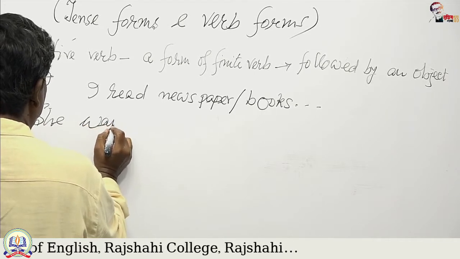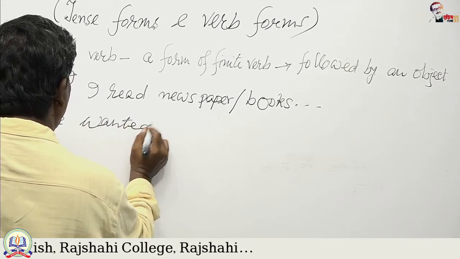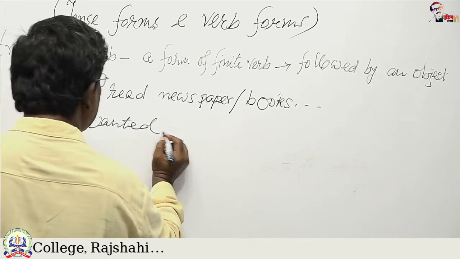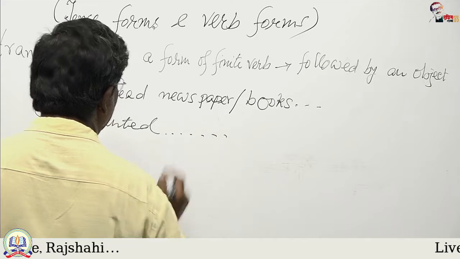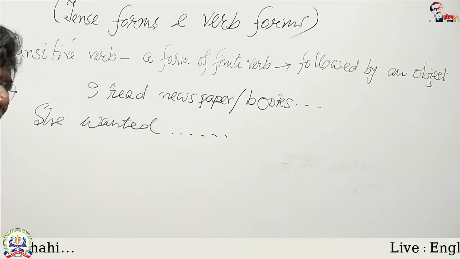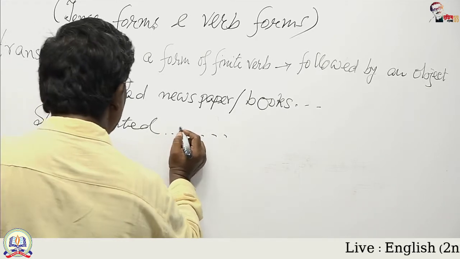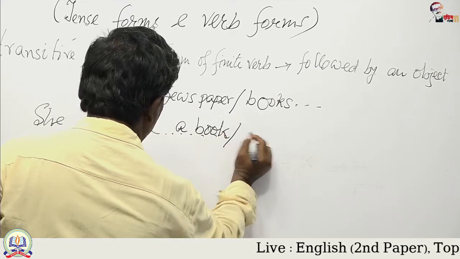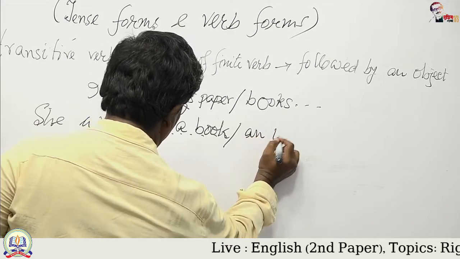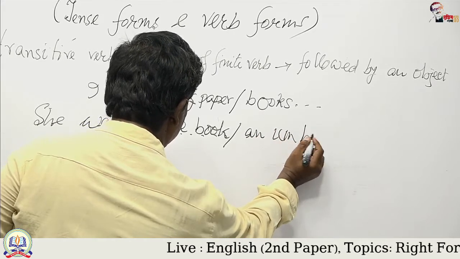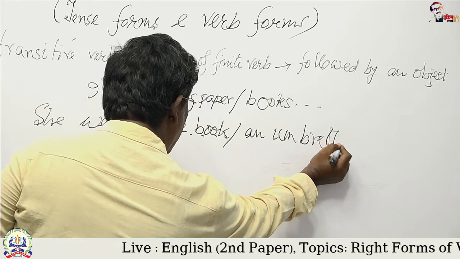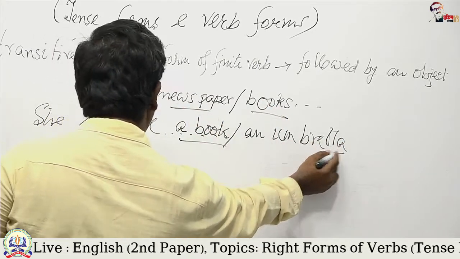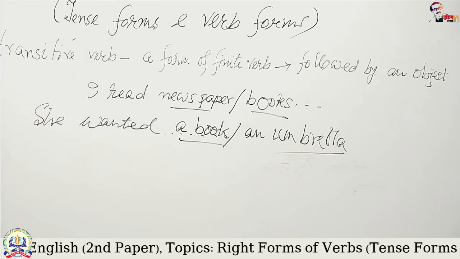This is not a complete sentence. What did she want? The answer must be there in the sentence, and this answer: she wanted a book or an umbrella. The nouns like books, newspaper, a book, and umbrella are objects.